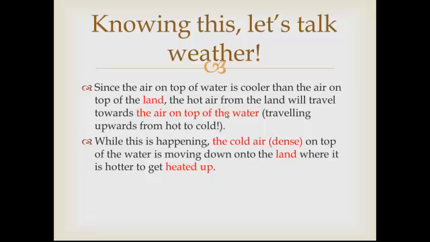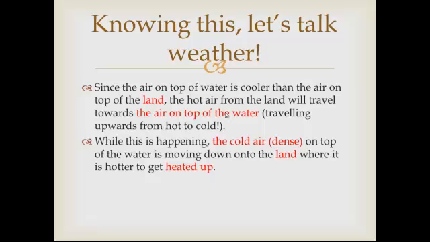Since the air on top of a body of water, for instance, let's talk about Lake Ontario, the air on top of Lake Ontario is cooler than the air on top of land, so the land beside Lake Ontario. The hot air from the land will travel towards the air on top of the water because it's traveling from hot to cold. Okay? Let me just reiterate that one more time. The hot air that's being heated up on the land is going to travel towards the water and float on top of the water because there it is a lot colder.